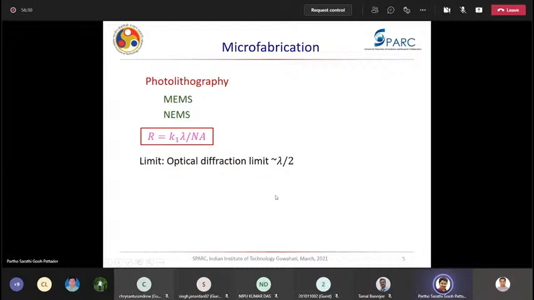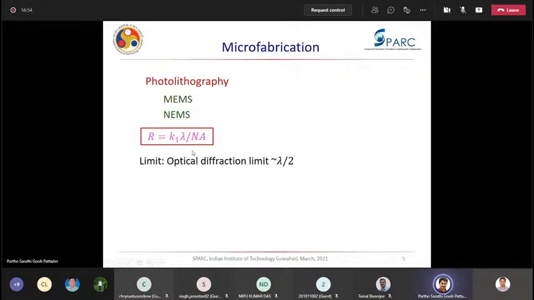Okay. So this is one formula for the resolution. NA is the numerical aperture, lambda is the wavelength of the light, and K1 is the process parameter or material parameter used for photolithography. What is that chemical? We are going to talk about it after a few slides.